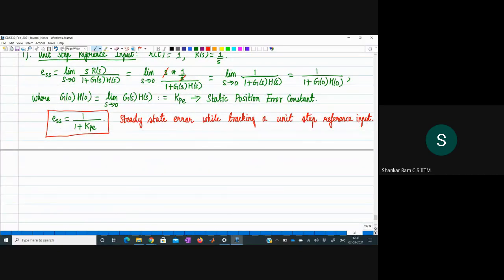Recall that we have G of s H of s equal to k naught times (t1 s plus 1) all the way to (tm s plus 1), divided by s power N times (Ta s plus 1) to (Tp s plus 1). Now let us say we have a type 0 system. This implies that capital N is 0. So what can we say about KPE?